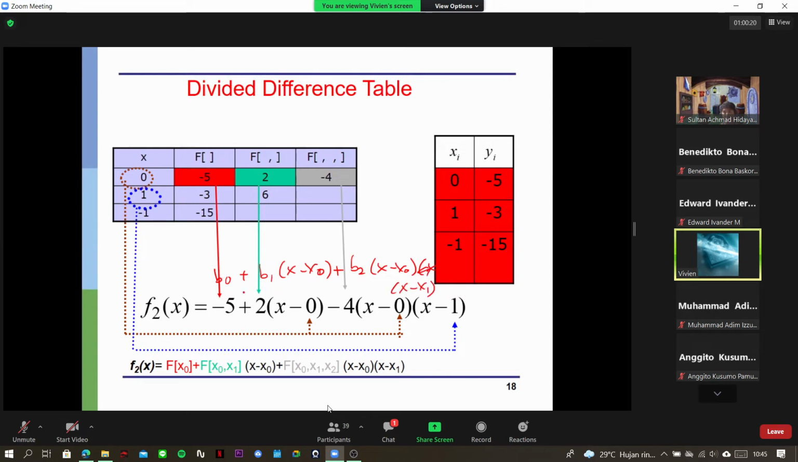So we have P0 is minus 5, plus P1 is 2 times x minus x0, so that will be 1, x minus 0. x is the interpolated value that we want to find. Minus 4, P2 is minus 4 times x minus x0, 0, times x minus x1, 1. So this is the result, this is the equation. Say if we want to find at 0.5, we can insert 0.5 here, and then we get the interpolated value F2(x).